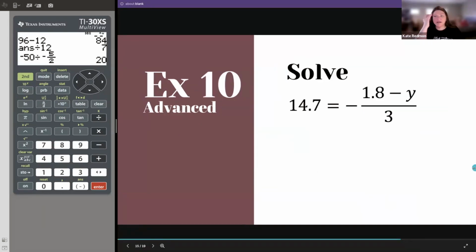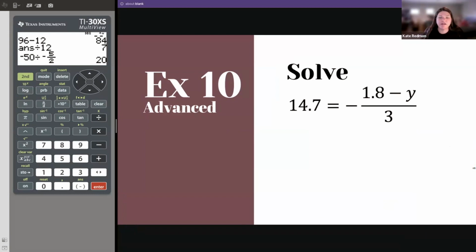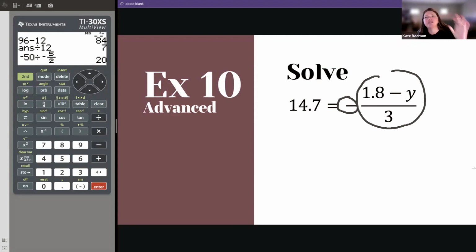Nice. All right, I got a nifty little trick for this one. So first of all, let's read it. It says 14.7 is equal to negative. Now, do you see how that negative is outside of the fraction? What I'm saying is that this entire thing is negative, not just the 1.8. That entire fraction is being negated. So negative, and then the quantity of 1.8 minus y over 3, or divided by 3.